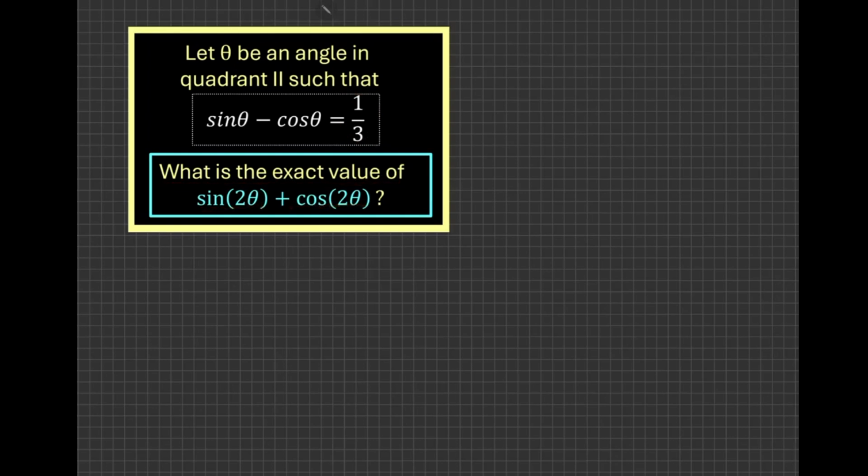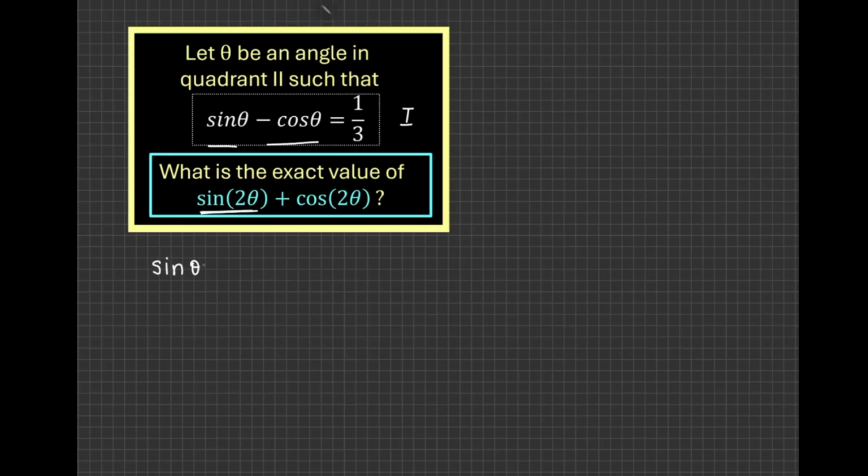Now, whenever we are given a problem where we're given sine theta plus cosine theta equals whatever, or sine theta minus cosine theta equals whatever, and asked to solve for sine 2 theta plus cosine 2 theta, or a combination of such things, every single time what you're going to do is begin with this given equation, let's call it number 1, and square both sides. Why? Because when we square both sides of equation 1, the cross term will have this sine 2 theta. How? Let's see how.